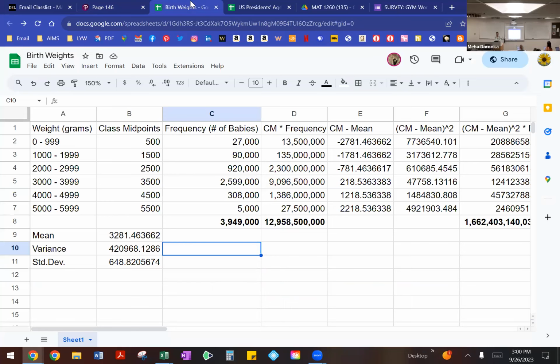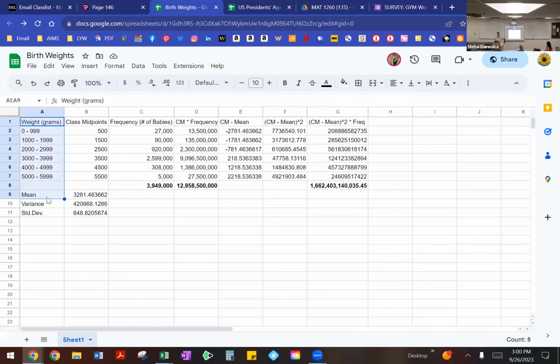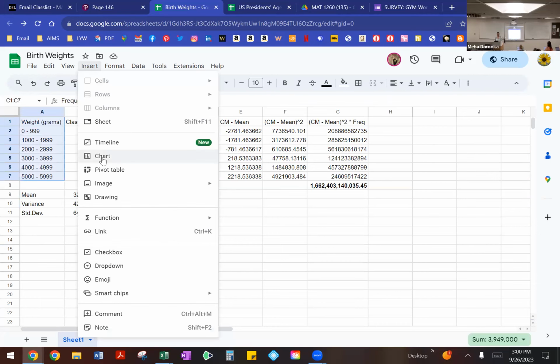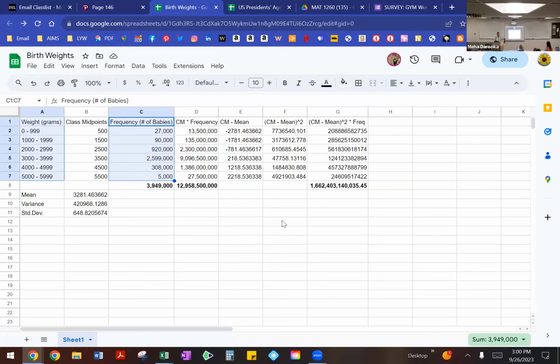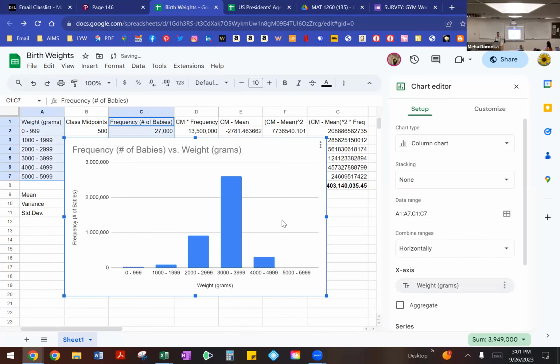So if we had to try and do a frequency distribution, we're going to need the weight column. And then remember, we'll need the frequency column. Those are the only two columns we would need to graph this. So I'm selecting those. We would go under insert, and then remember, you use the chart option to do the frequency. And it's going to show you how the differential is going.